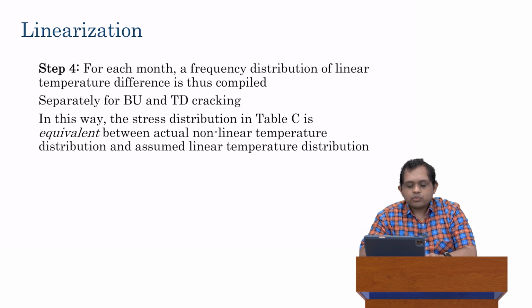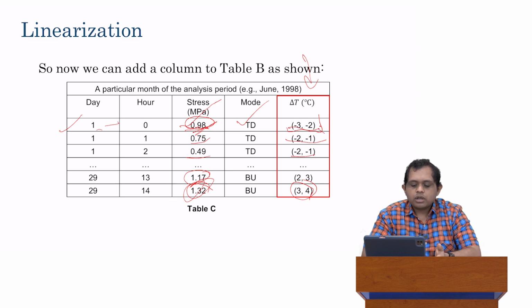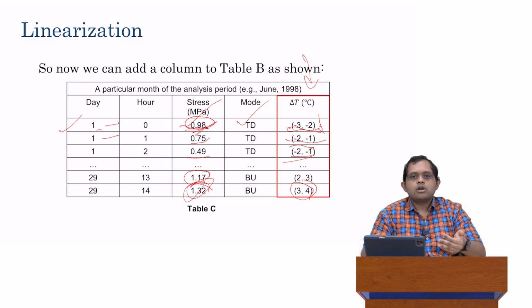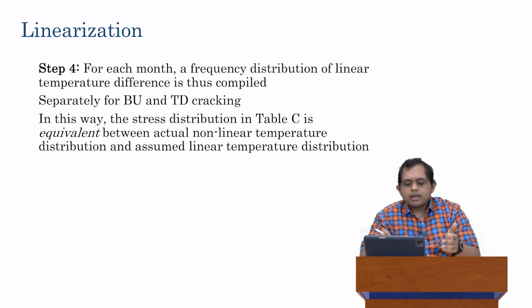The last step which we do is that, at the end of this, we get the step C. We get a certain range of temperature distribution for each hour. So for example, in this hour we have -3, -2. In this hour we have -2, -1 and so on. So we just get a list. What are these bins? What are these ranges of the linear temperature difference? And what is its frequency?